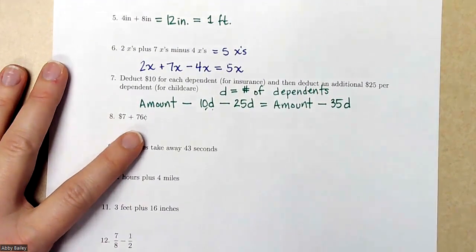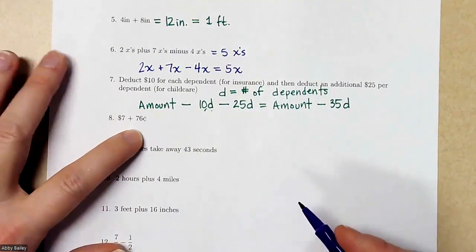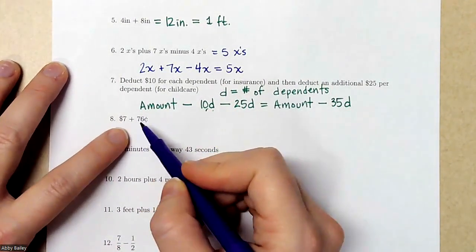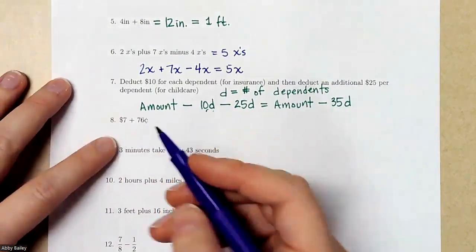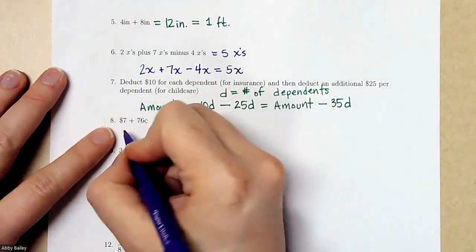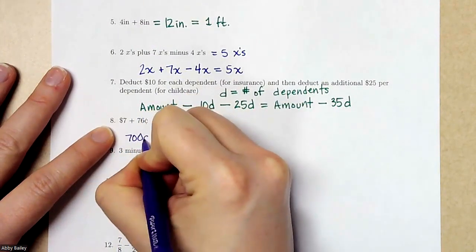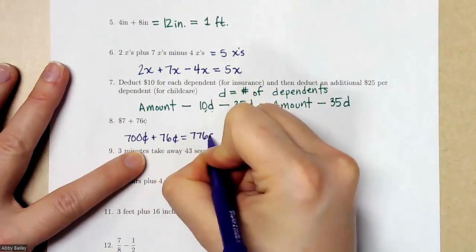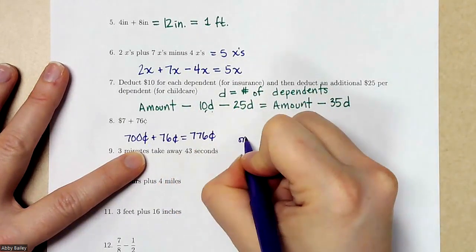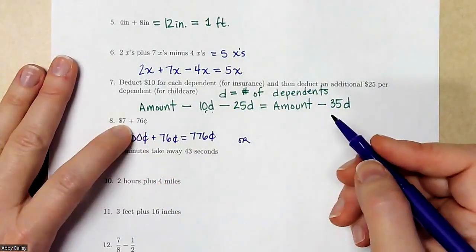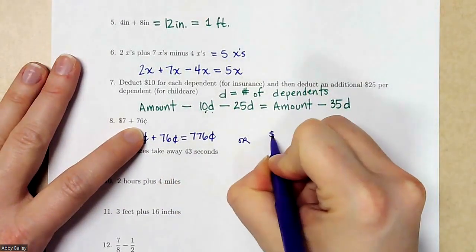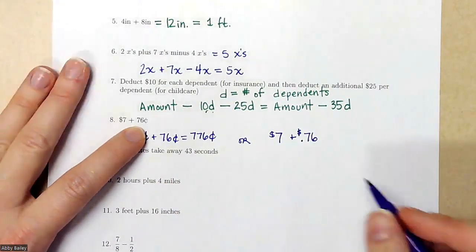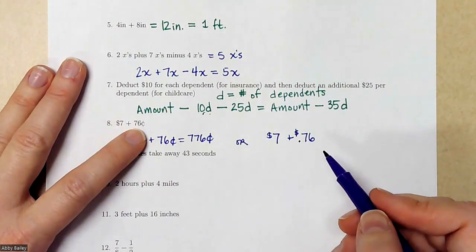$7 plus 76 cents. Well, we could either turn this into cents so that they're both cents, or we could turn this into dollars. We're going to do them both. $7 is 700 cents, plus 76 cents, which makes 776 cents. Or we could have turned this into dollars so that they are alike and said $7 plus $0.76, because there are 100 cents in a dollar.